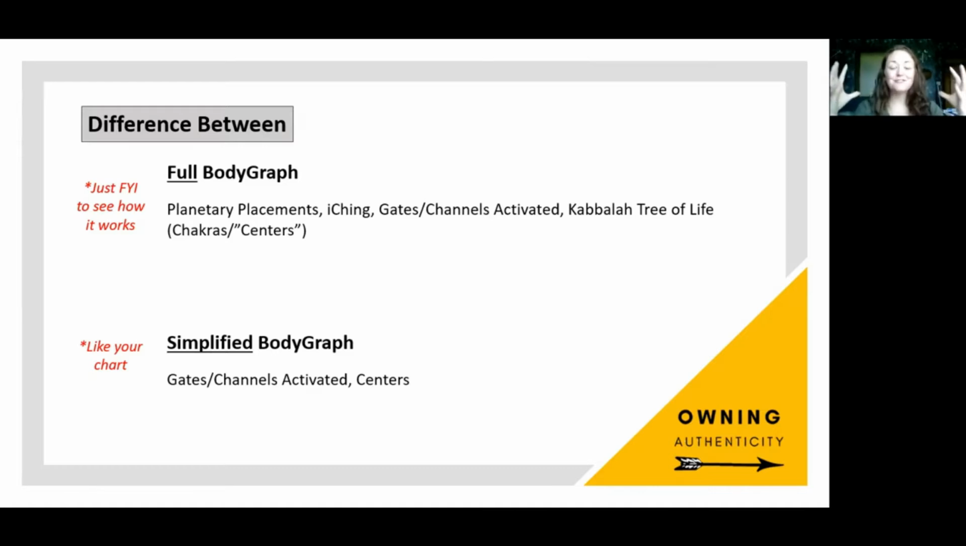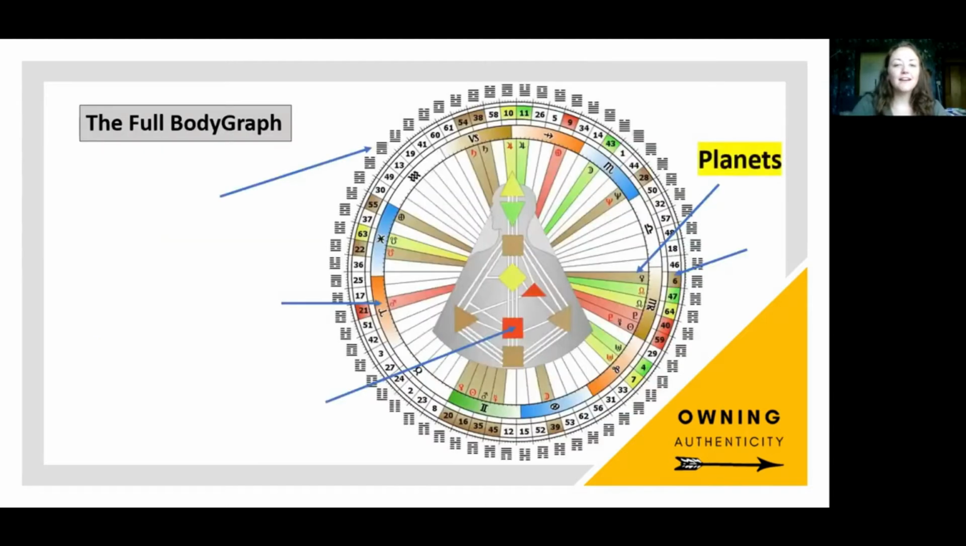And that full body graph is really something to behold. It's truly beautiful, I think, how it brings together so many different pieces of information and simplifies our unique circuitry. So this is the full body graph.